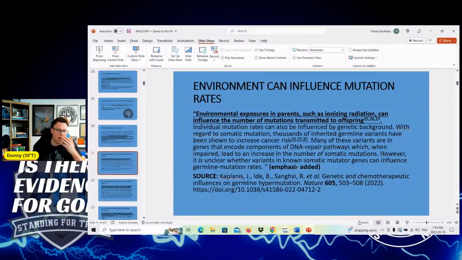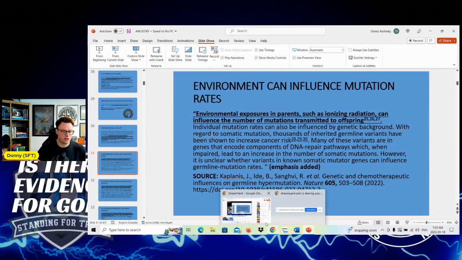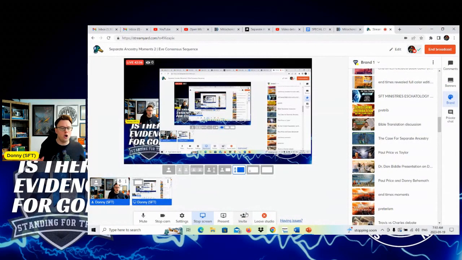So guys, it is a great time to be a biblical creationist. We know Eve, and the Eve consensus sequence is published in the secular literature, and the evolutionists have no good response to this data.